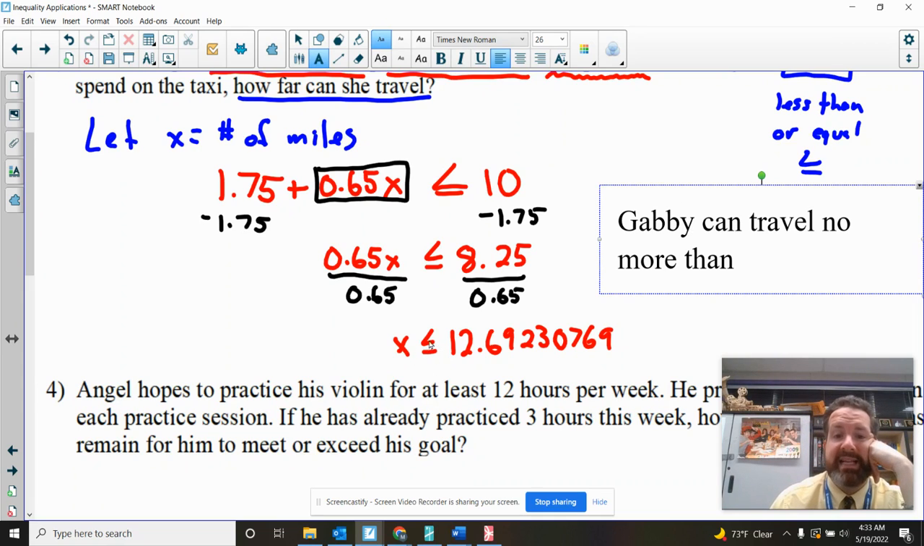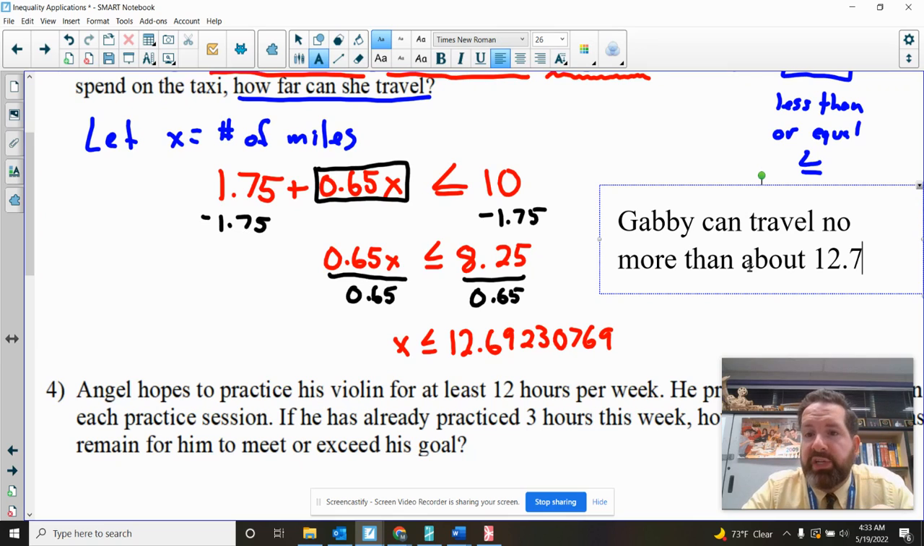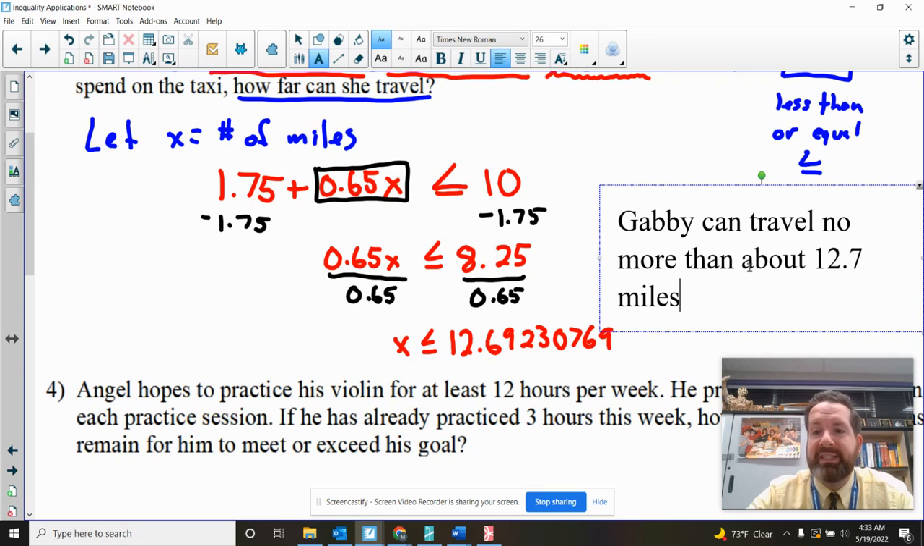Because to say x is less than or equal to this number means x could be no more than that number, but that number is okay. It could be at most this number like we saw earlier. So you do have some choice in words there. And because I'm going to be rounding, I'm going to put the word about in there, meaning that I'm estimating a little bit, I'm approximating a little bit. So no more than about 12.7 miles.